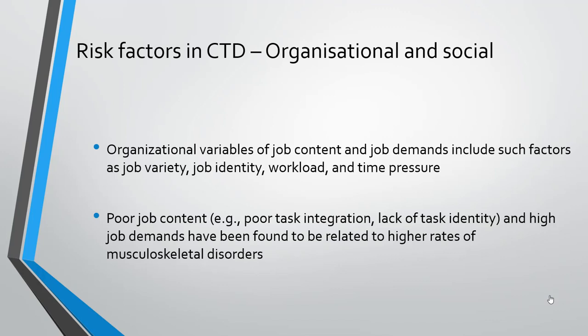Organizational and social factors, like variables of job content and job demands, including factors like job variety, identity, workload, and time pressure, constitute organizational and social factors stress. Poor job content, that is poor task integration, lack of task identity, and high job demands have been found to be related to higher rates of musculoskeletal disorders. In some cases, these factors co-vary with physical factors. For example, high levels of time pressure can increase speed of the movement and hence the increase of dynamic forces acting on the tissues.